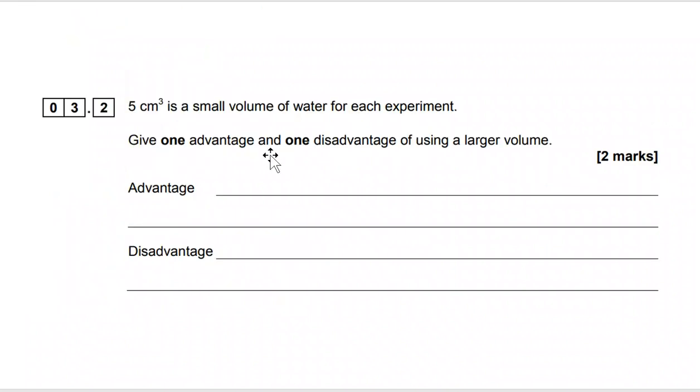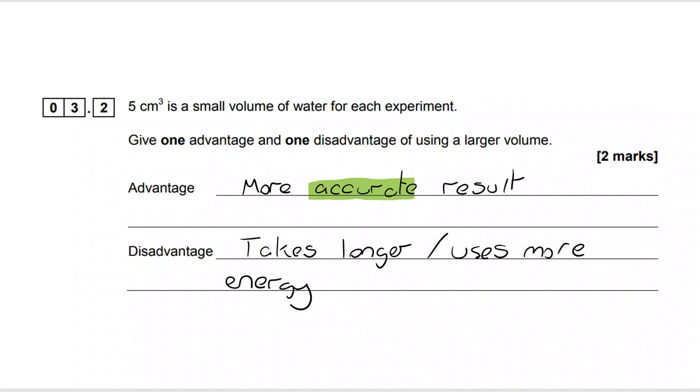On to 3.2. 5 cm cubed is a small volume of water for each experiment. What's an advantage and a disadvantage of using a larger volume? Well, a larger volume will give us a more accurate result. If you use a smaller volume, any error in the reading of that volume will have a much more measurable impact on the final result. Larger, more accurate. However, if we're using larger volumes, it will take longer. It will use more energy. So that's what we're looking for on there.